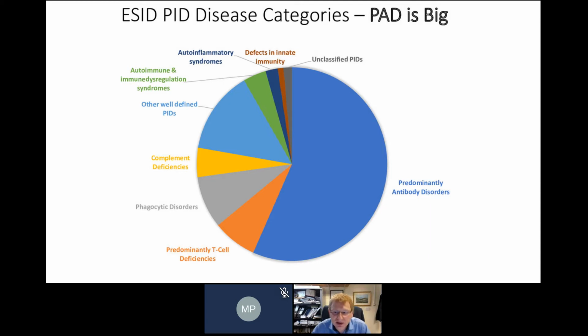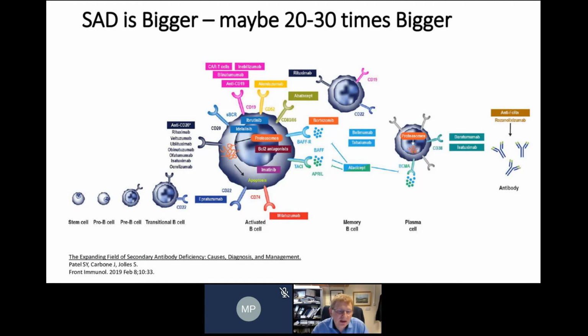So antibody deficiency is large in terms of primary immune deficiency. But in fact, secondary antibody deficiency is even bigger than primary antibody deficiency, maybe 20 to 30-fold larger, it's estimated. And that's partly because, as you can see from this slide, we have got very, very clever at hitting the B cell. And these cells, through their maturation pathway, have on their surface a number of targets.